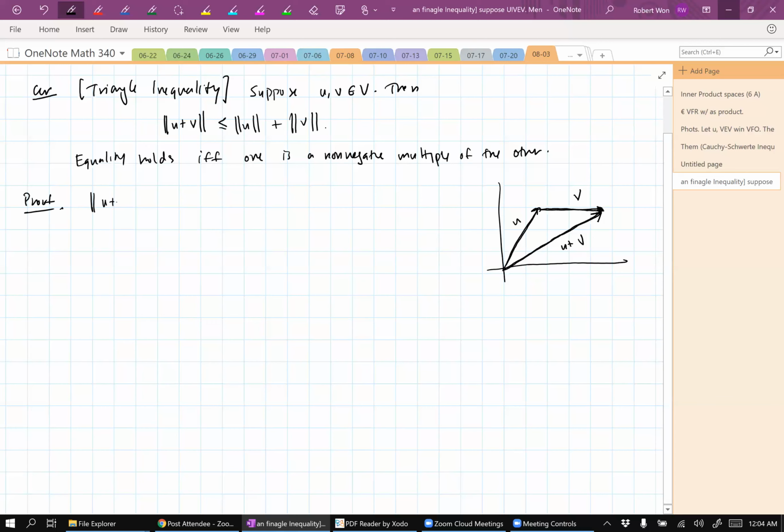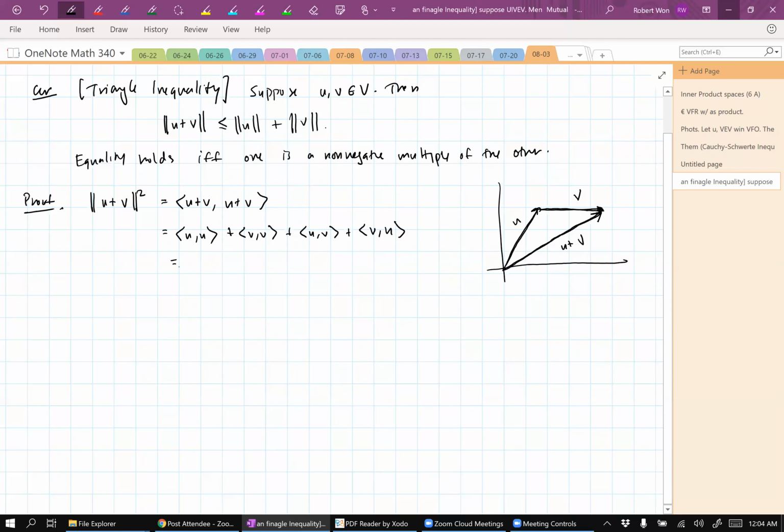Let's consider the norm of u plus v squared. Because anytime you see a norm, you want to talk about an inner product. As we sort of said, sometimes it's easier to work with the square of the norm. This thing is just the inner product of u plus v with itself. Again, let's use linearity a bunch to write this as four terms. This is essentially exactly the same as that first proof that we did today.